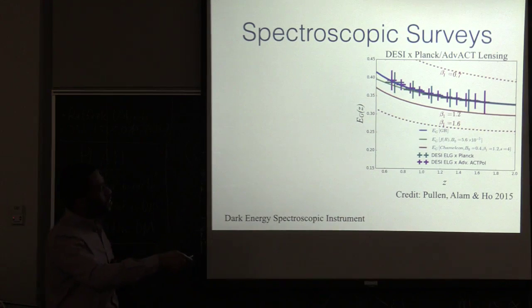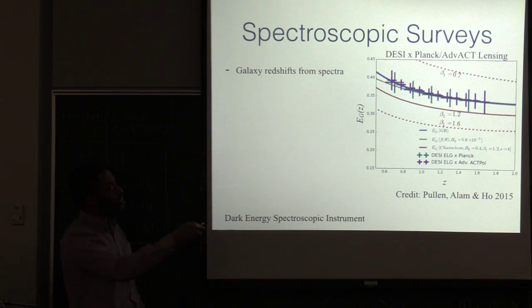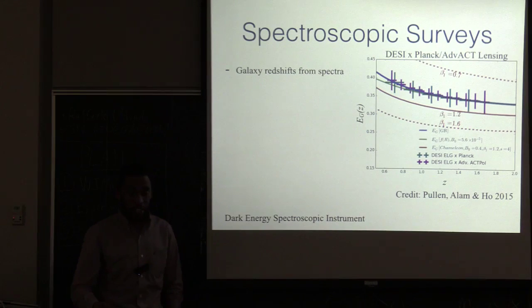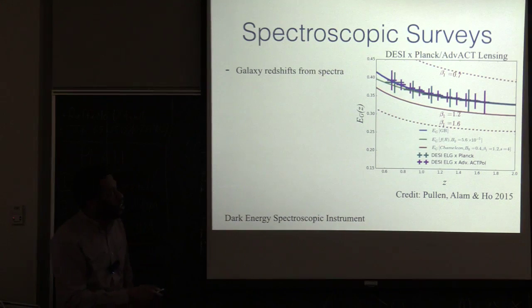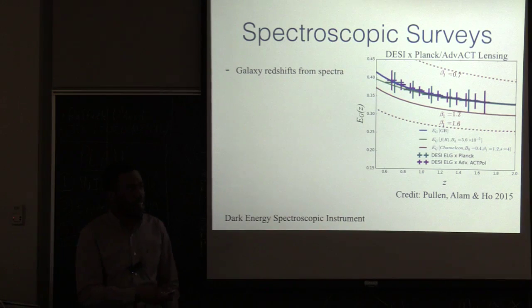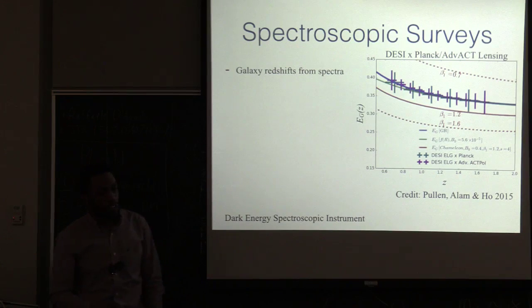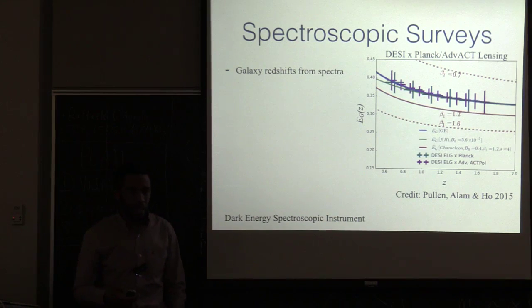Specifically, here is the forecast for a spectroscopic survey, the Dark Energy Spectroscopic Instrument, or DESI, cross correlated with Planck, which are the cyan crosses or the green crosses, and Advanced ACT, the next generation CMB experiment, which is denoted by these purple crosses. The blue curve is general relativity, the green curve is this F of R gravity, and these red curves are chameleon gravity curves for different beta 1 values.